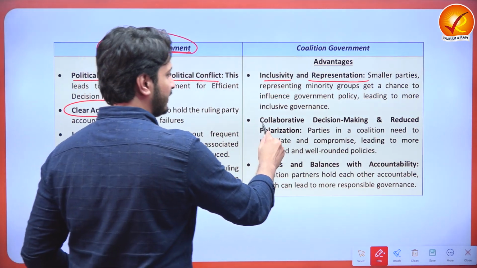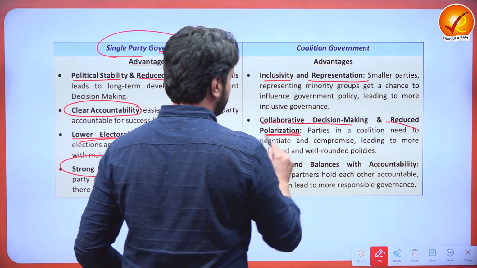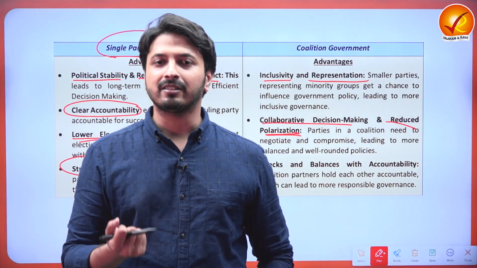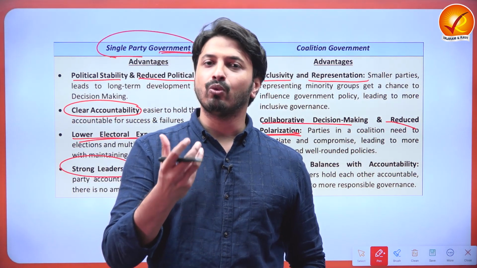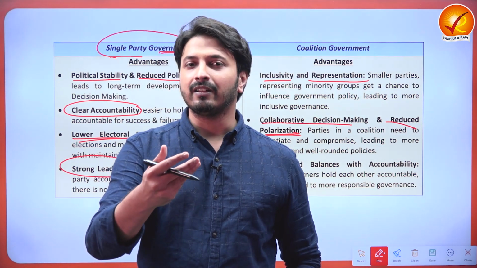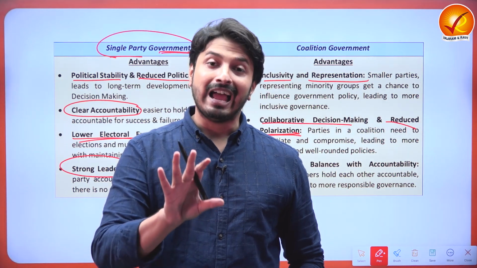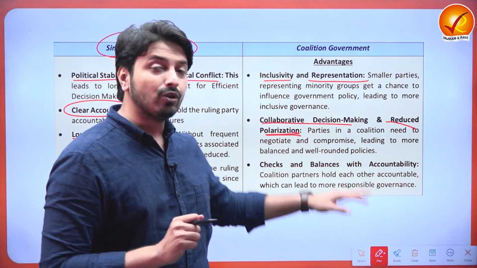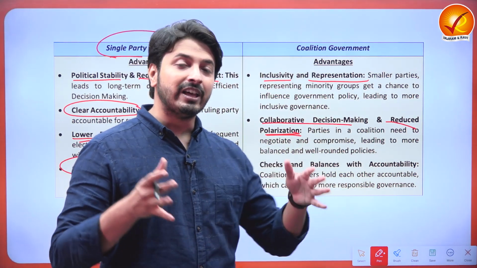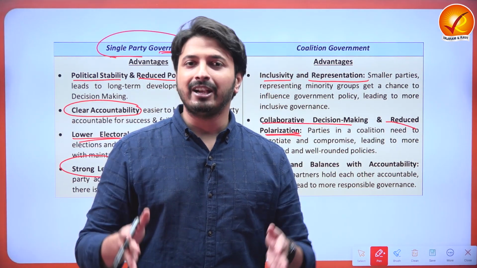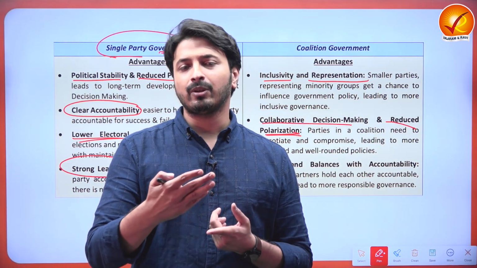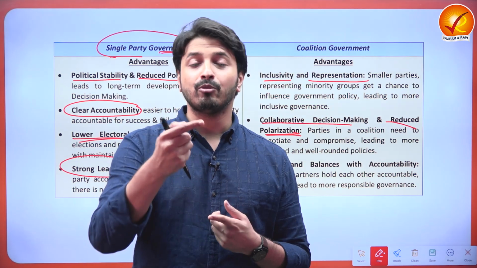The second is collaborative decision making and reduced polarization. Since a coalition government will have different stakeholders or coalition partners, every coalition partner will have their own set of ideologies, priorities and vested interests. So the entire decision making and policy making by the government will have to keep in mind that all coalition partners are happy and satisfied with the decision of the government. Ultimately it leads to a very deliberative and collaborative decision making process, which is again very good and healthy for the credibility of the political institutions and the credibility of democratic decision making.